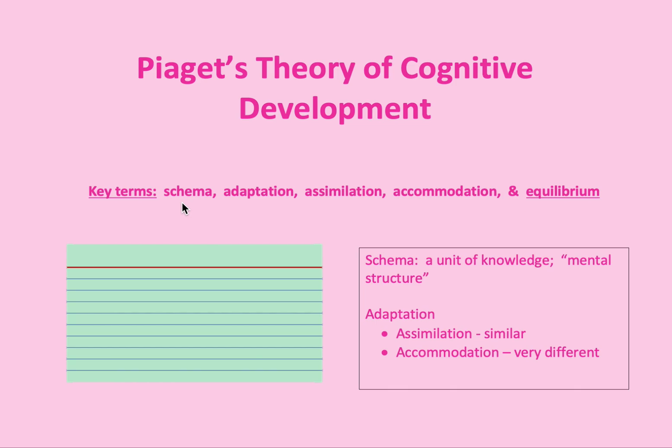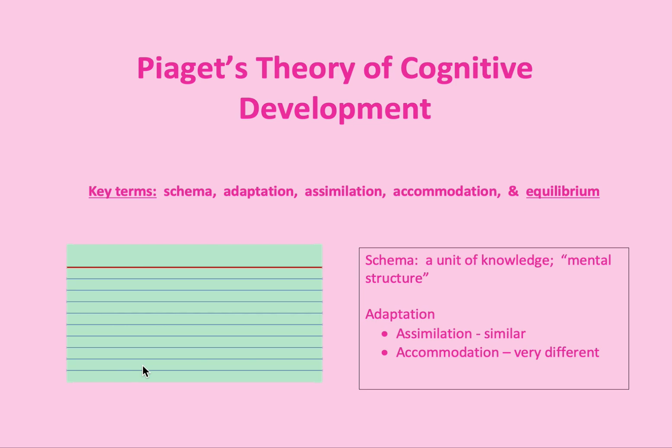And like I said in the previous video, a schema is a pocket of knowledge. It's a unit of knowledge, or as your psych textbook will tell you, it's a mental structure. Piaget really did view the mind as a structure that has different pockets of knowledge, so it has these different schemata in it. And that's how it will organize knowledge, make sense of it, and thus apply it whenever we encounter something in the world.